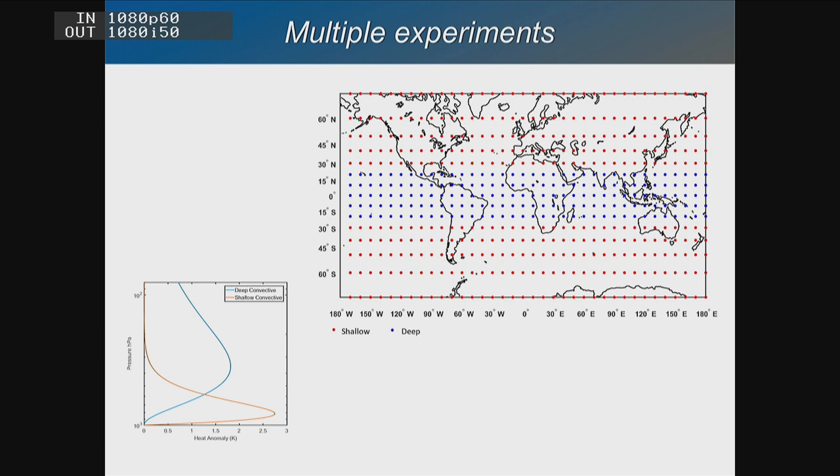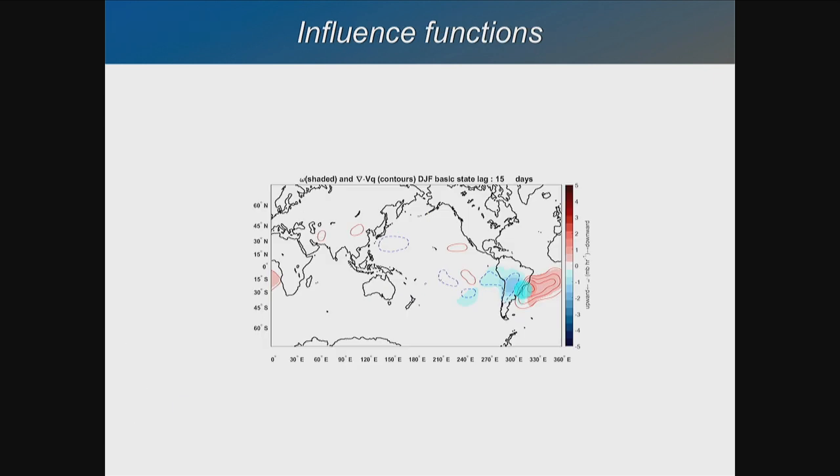And so that gives you a map like this, okay? So, for example, if you heat here, then after 15 days, you'll produce a vertical velocity downward response here. If you heat here, after 15 days, you'll produce a vertical velocity upward response here. So that's the humidity flux divergence, yeah.